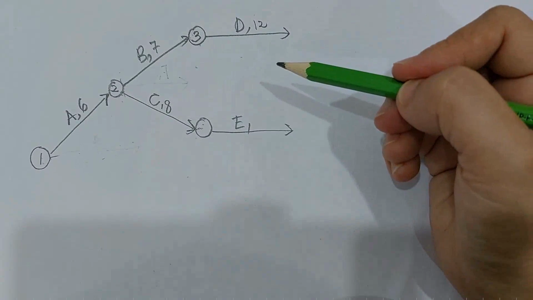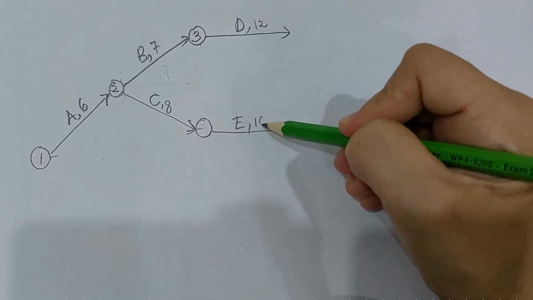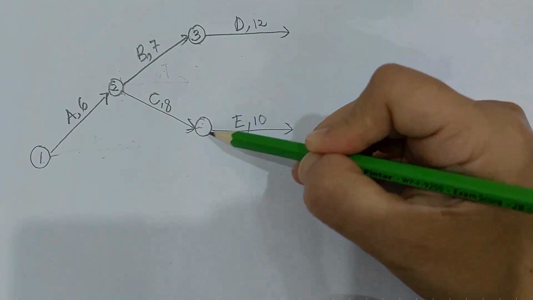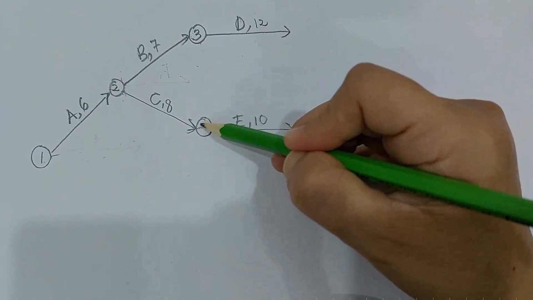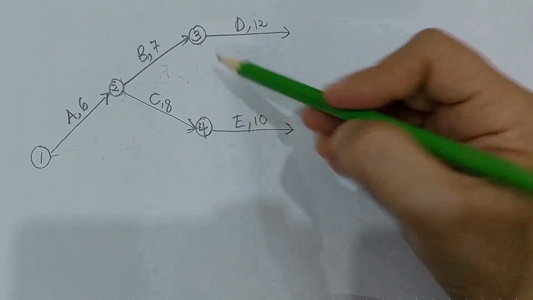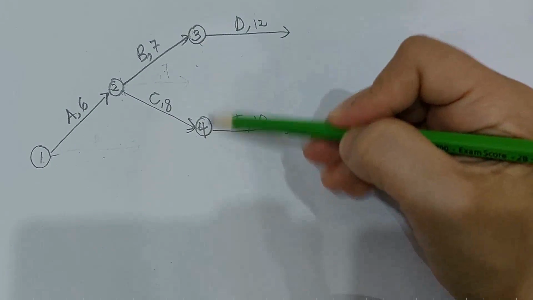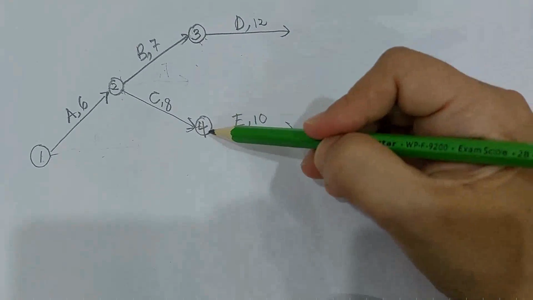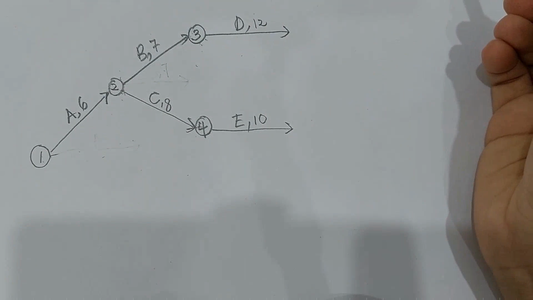And E takes 10 weeks. You see, there is no number yet. Then only you put in the next number, that is 4. We ended with 3 just now. Now we continue with the next number, that is 4. So E is completed.